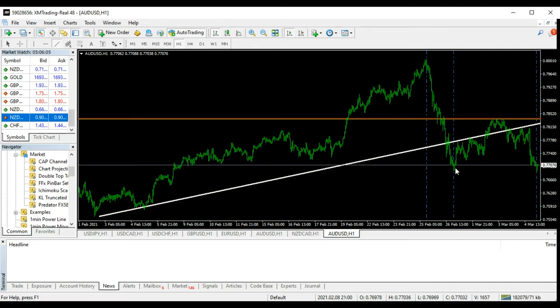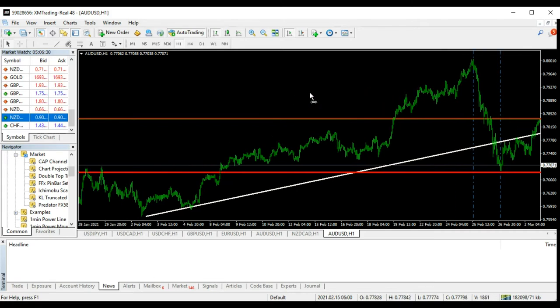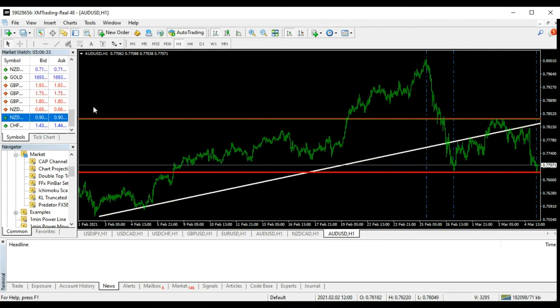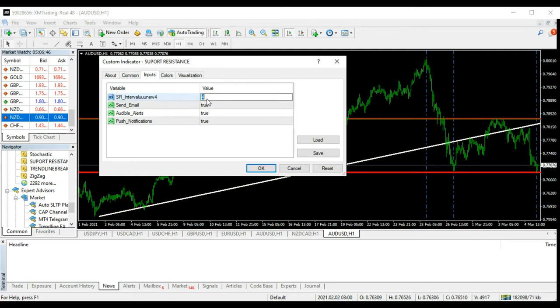So after this major pullback, what am I thinking with these double legs? The only thing in my head now is, I'm going to wait a little bit to see what is going on around this red line that I've drawn. That's what I'm doing right now. But to confirm this properly, let us put on our 500 period support resistance line, the way we used to do it, with all the alerts on.